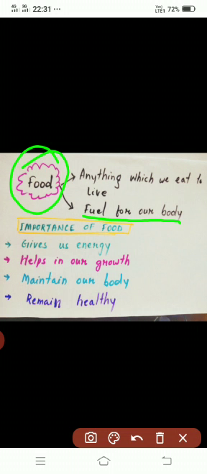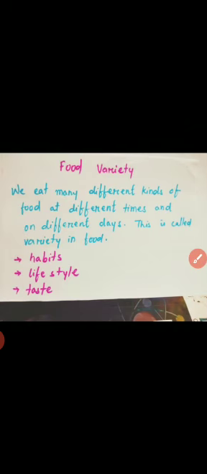So, why is this food so important to us? What all benefits do we get from the food? So, first one, it gives us energy. We get energy from the food. Secondly, it helps in our growth. Third, it maintains our body. And fourth, it helps us to remain healthy. So these are the benefits we get from the food. That's why food is very important in our life.